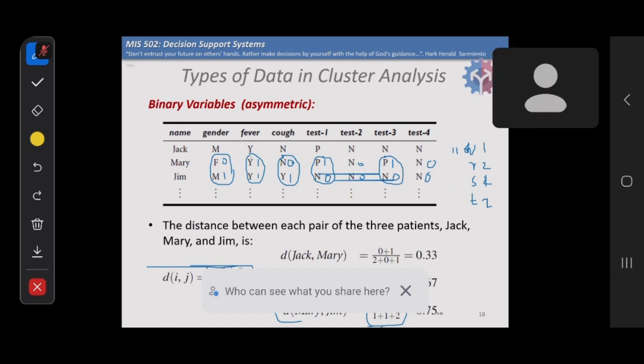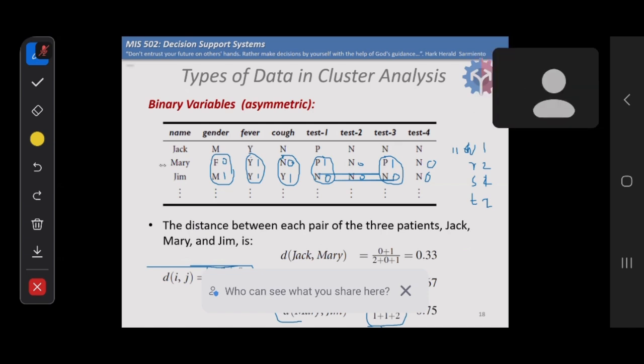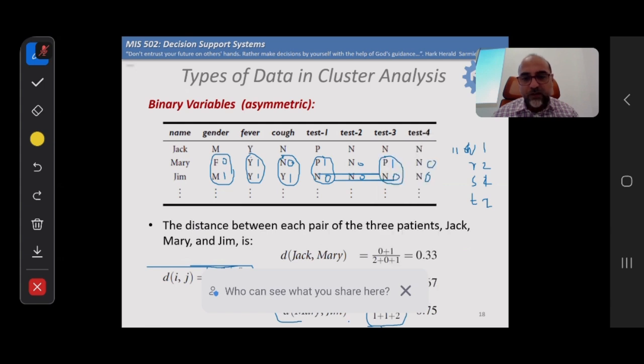Doctor, R is 2 and S is 2. How does it become 1 plus 2? That's a mistake. R is 2, so it should be 2 plus 2. Maybe it was a mistake when I was typing it. Anyway, you find the ratio. I think maybe we miscalculated somewhere, but let's see: 0, 1, 1, 1, 0, 1, 1, 1, 0, 0, 1, 0, 1, 1. I think it's okay.